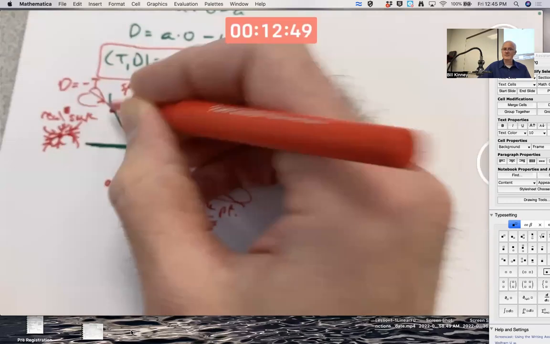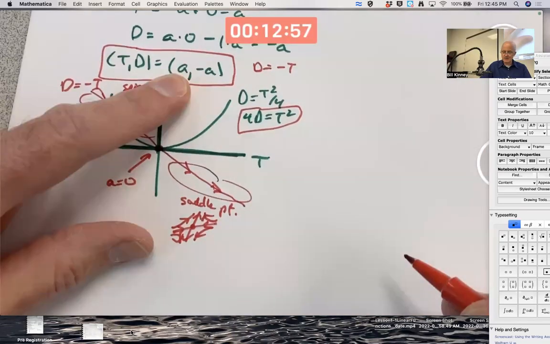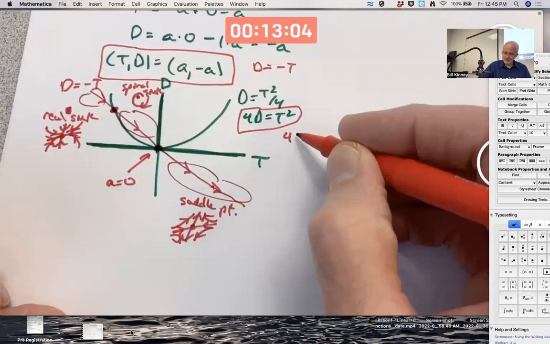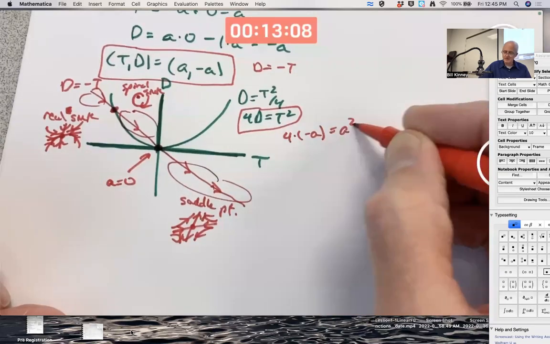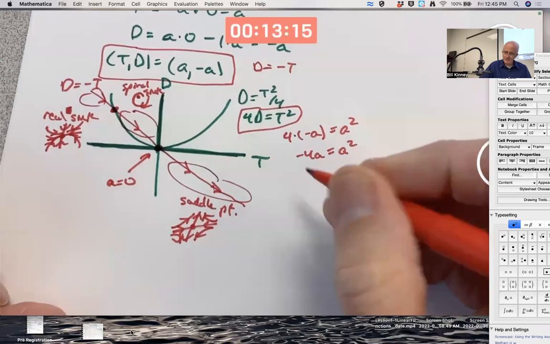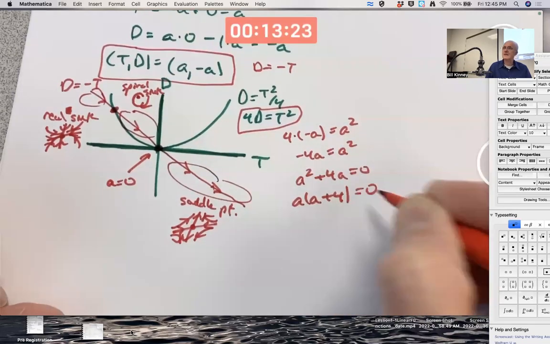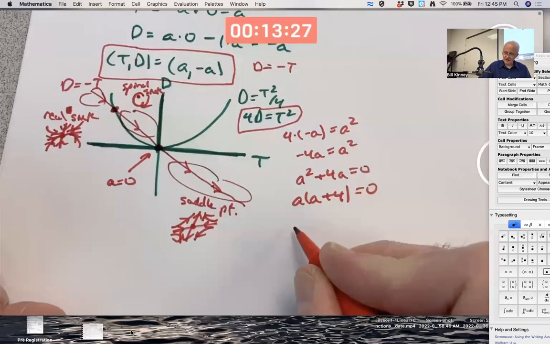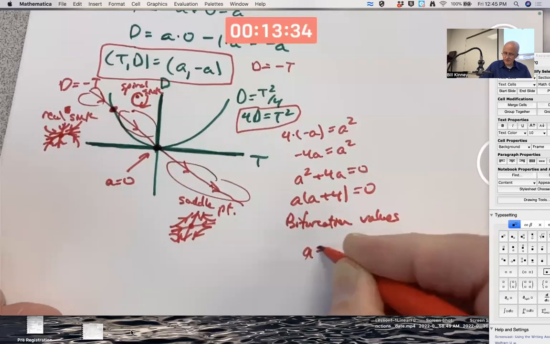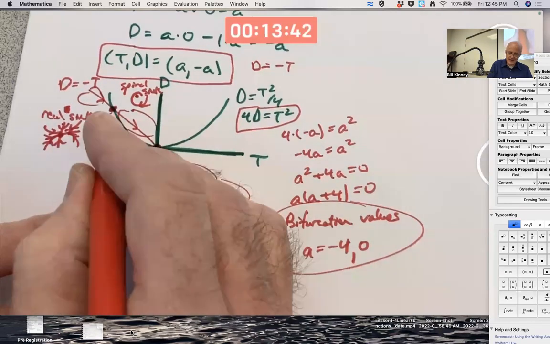What's not as simple is when you cross over there. But just use the equation 4D equals T squared, and substitute in T equals A and D equals negative A. 4D will be 4 times negative A, and T squared will be A squared. So we're trying to solve the equation negative 4A equals A squared. One solution is A equals 0. To find the other solution, it's good to add 4A to both sides and factor out an A. Looks like the other solution is A equals negative 4. The bifurcation values are A equals negative 4 and 0. You're right there when A is 0. You're right here when A is negative 4.